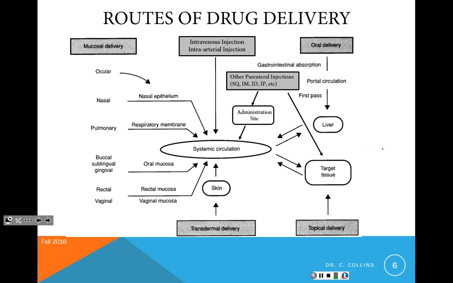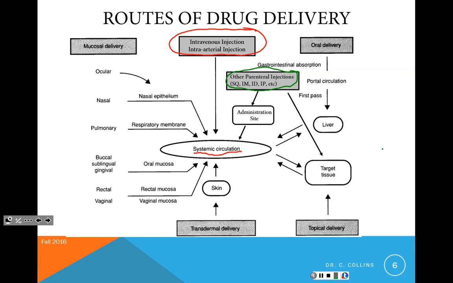So here you have IV, intravenous injections, intraarterial injections go directly into the systemic circulation. No absorption step involved. So that's your intravascular. A couple other routes can be put in there. This is the part that it didn't have that I added. These are the other parenteral injections.